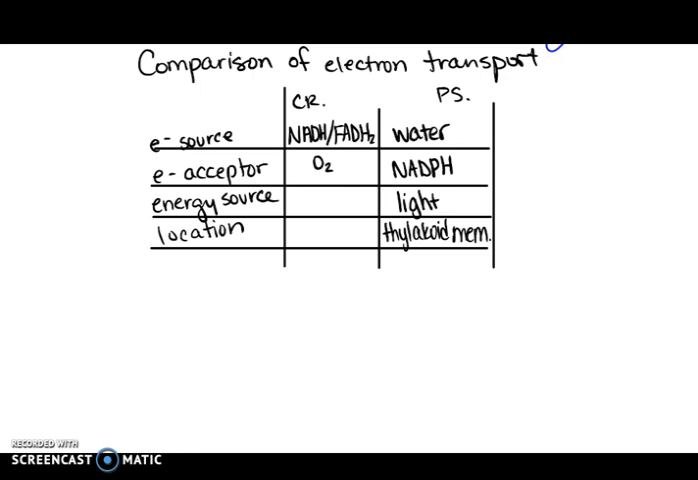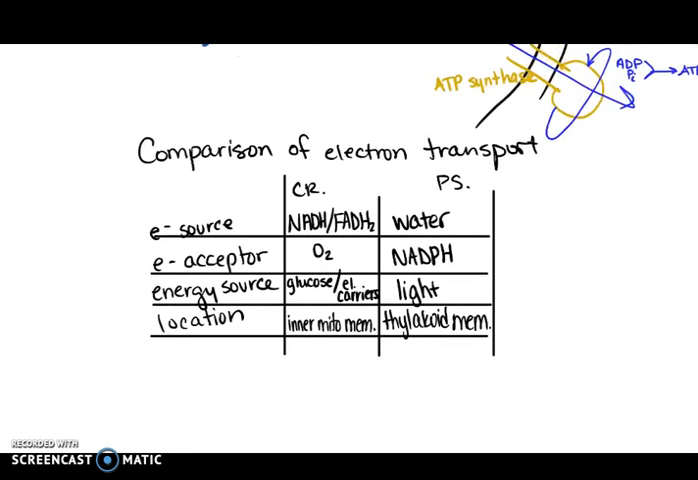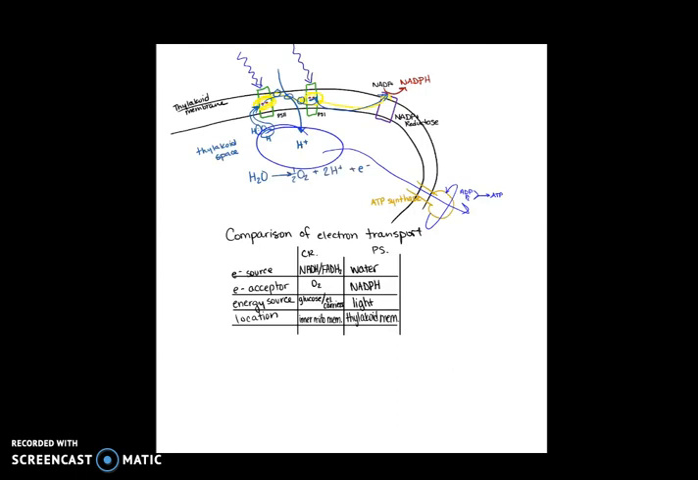What is the energy source for cell respiration? Glucose, which then is going to hold that energy in the electron carriers. So that's kind of two answers. And where does electron transport happen for cell respiration? The inner mitochondrial membrane. Okay.